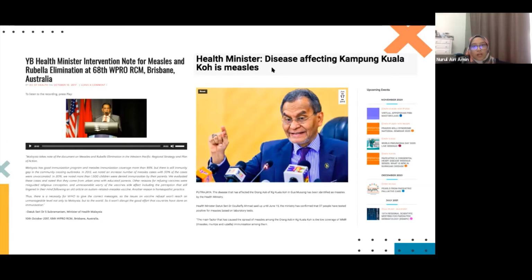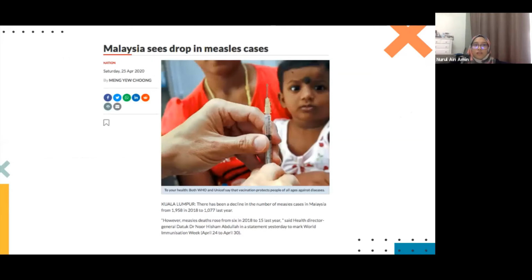And also in Kuala Koh, they detected a large number of positive cases for measles, 37 positive cases among the orang asli in Kampung Kuala Koh. The main factor of this spread was low coverage of MMR immunization. And in 2020, it was shown how Malaysia saw a drop in cases from 1,958 to 1,077 last year. So a significant case drop.